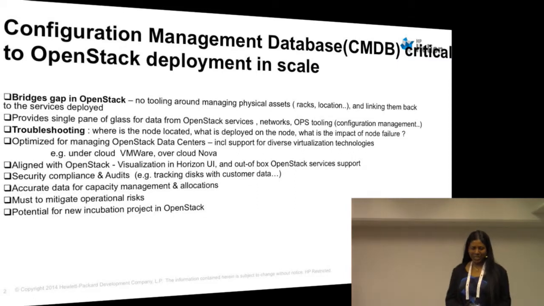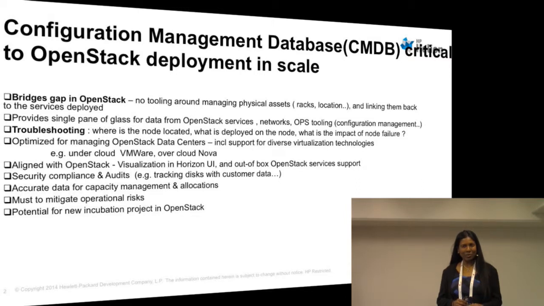Why do we need a CMDB? A CMDB is critical because it bridges a gap in OpenStack wherein there is no tooling around managing physical assets and linking them back to the services deployed. So basically, this provides a single pane of glass for data from OpenStack services, from your ops tools, your networking tools, your configuration management tools, your provisioners, name it, but it brings it all together and provides a single pane of glass across them and across OpenStack.